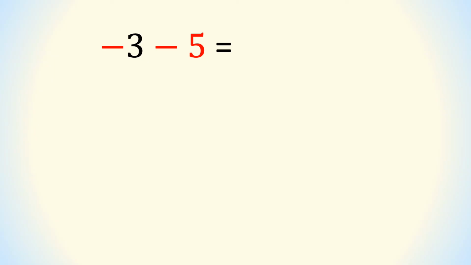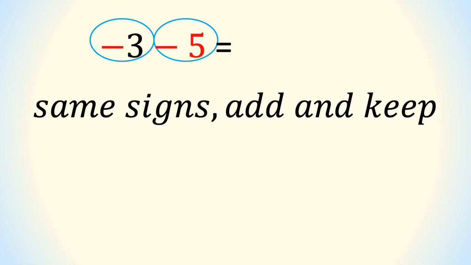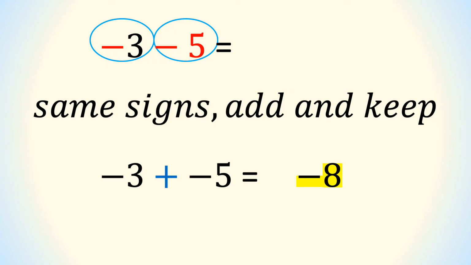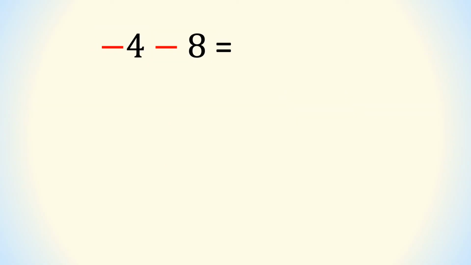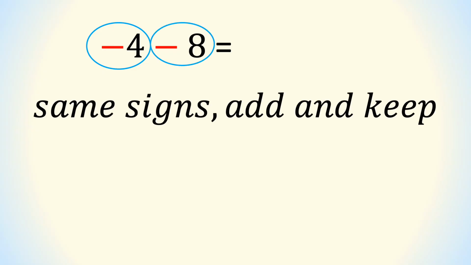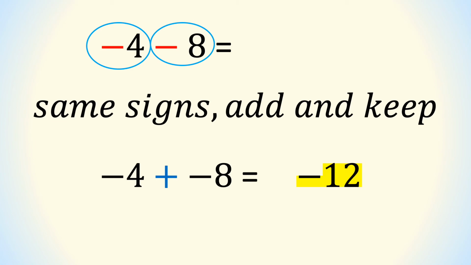Here's negative 3 minus 5. Again, we have negative 3 and negative 5. Same signs, add and keep. Negative 3 plus negative 5 is negative 8. Negative 4 minus 8. Negative 4 and negative 8 means that we have same signs. We add and keep. That gives us 12 negatives. 4 negatives and 8 negatives.